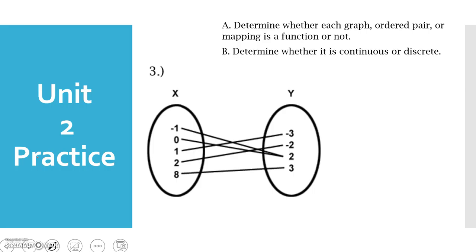So we did number 1 and number 2 yesterday in class, so now we're going to do number 3. So again, for these, we are determining whether the graph, ordered pair, or mapping is a function or not, and then determine whether it is continuous or discrete.